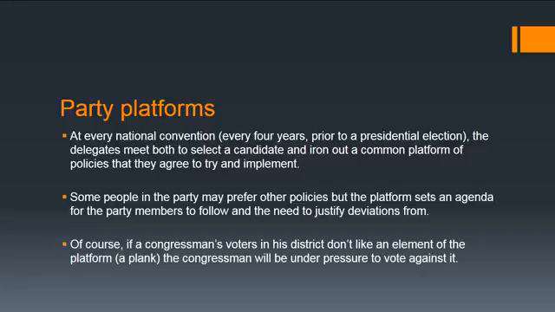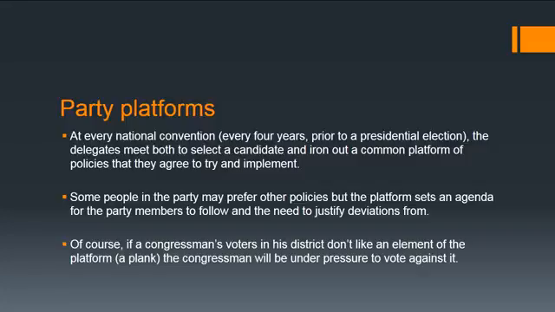Now, at every national convention, we'll talk about party platforms first. At every national convention, which occurs every 4 years prior to the presidential election, the delegates also meet. They certainly meet to select a candidate, but they also meet to iron out a common platform of policies that they're going to agree to try and implement. Now, some people in the party may prefer some different policies than the ones on the platform, but the platform sets an agenda that the party members are supposed to follow, and if they're going to deviate from those, they have to come up with justifications.